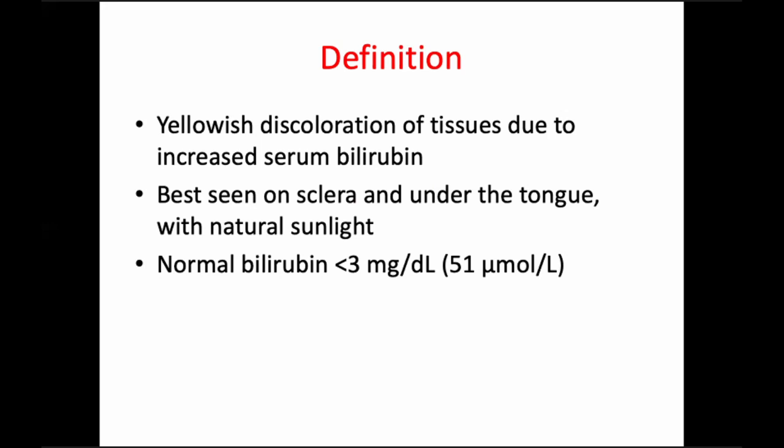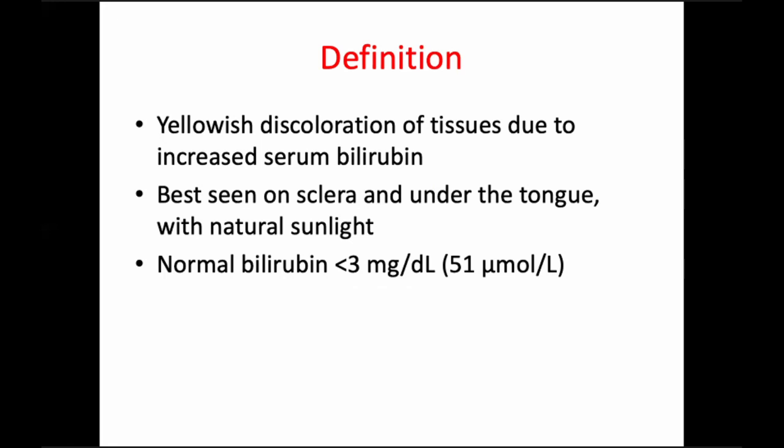It is best seen on the sclera, the white of the eye, and under the tongue. That is, you ask the patient to open the mouth and lift the tongue up and look at the mucosa below the tongue. But you sometimes have to use natural light, because if you look at the sclera or under the tongue using the light that is given by the fluorescent lights, especially, you might miss jaundice. Sometimes not just mild jaundice, but even moderate jaundice can be missed by looking at it through these lights.